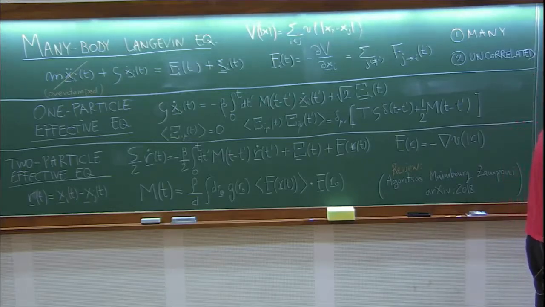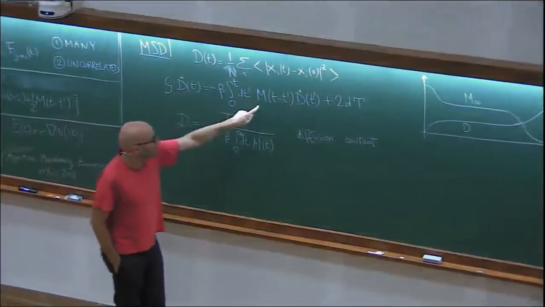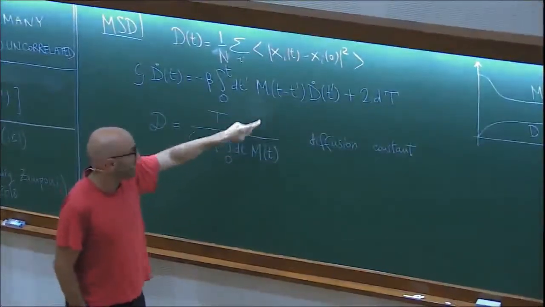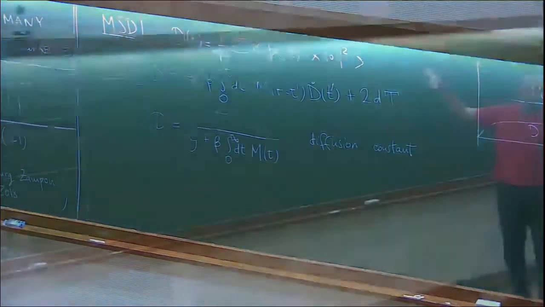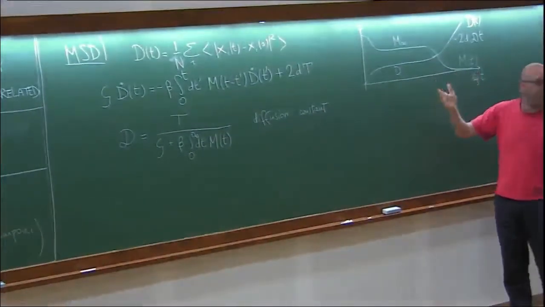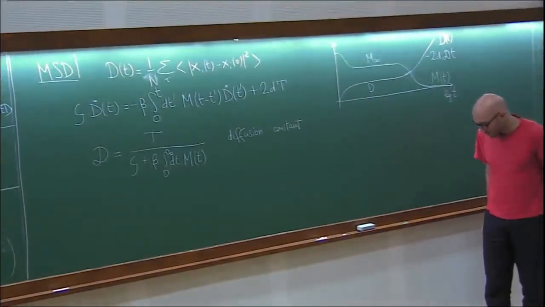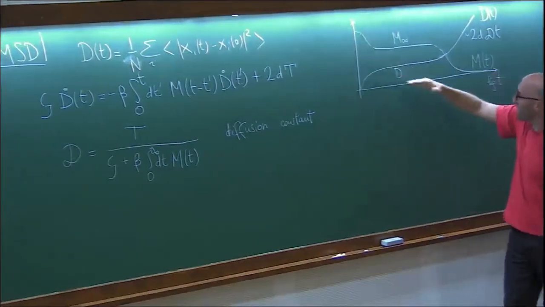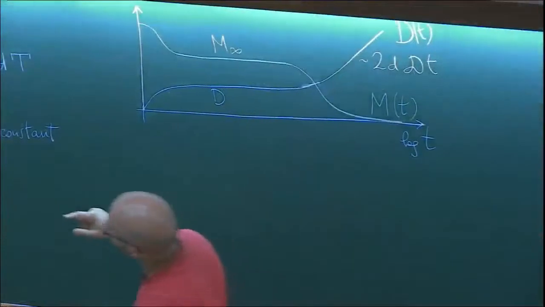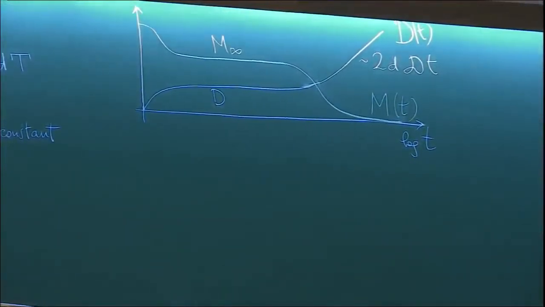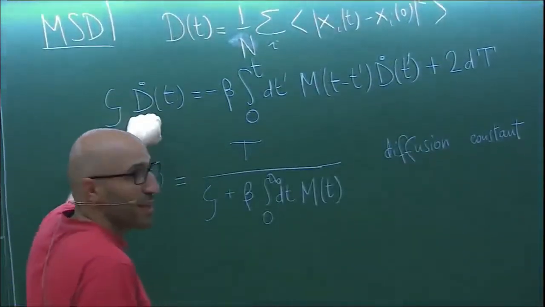And what you can check from this equation is that if M decays to zero at large times, then you have diffusion at large times. So that's the typical shape that you can expect in a supercooled liquid phase. But even if you are in a dilute liquid, then the memory would decay quickly, and the mean square displacement would reach the diffusive regime quickly. And you can see self-consistently that if M decays when T is large, this admits a diffusive solution, because this term will be linear.